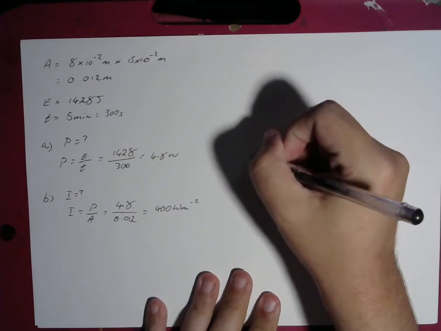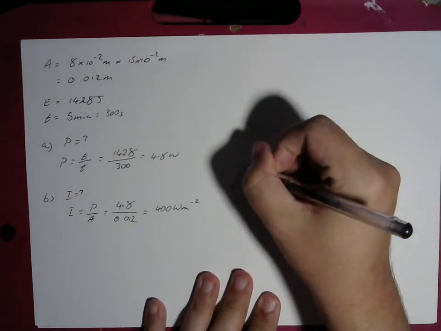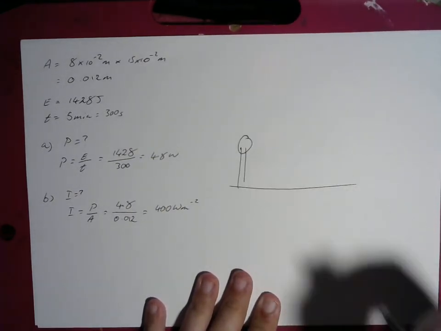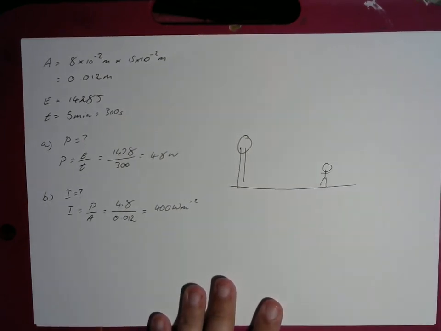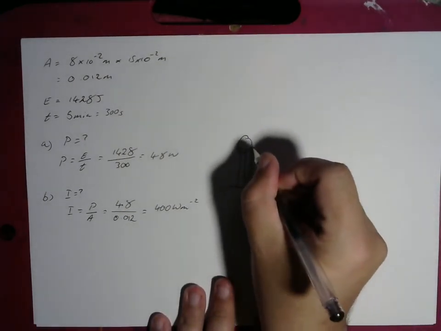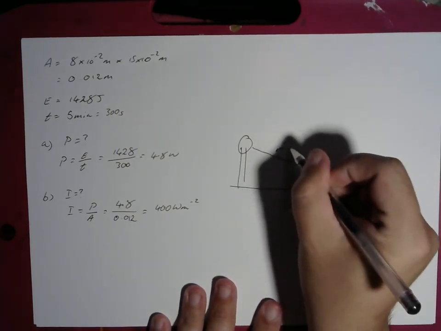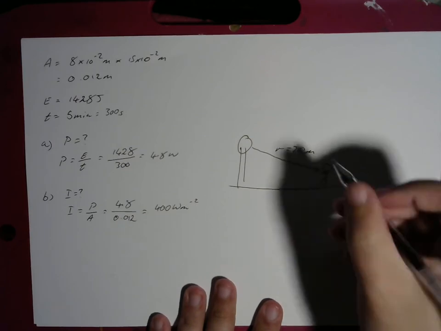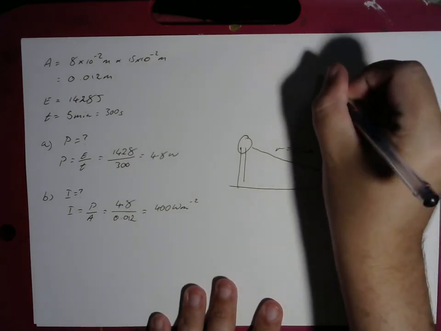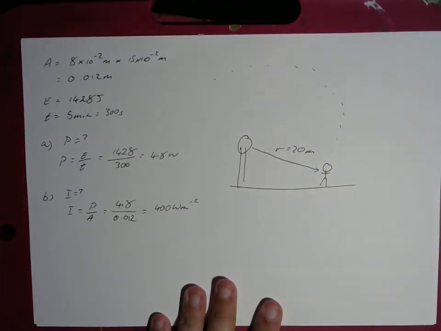Okay, how do I draw a lamp? Here's a lamp. Not a good lamp, but it's a lamp. And here's my person. Now they are 20 meters away from it. Radius equals 20 meters. Okay, so think about that. That radius, that's a big sphere around our center here.